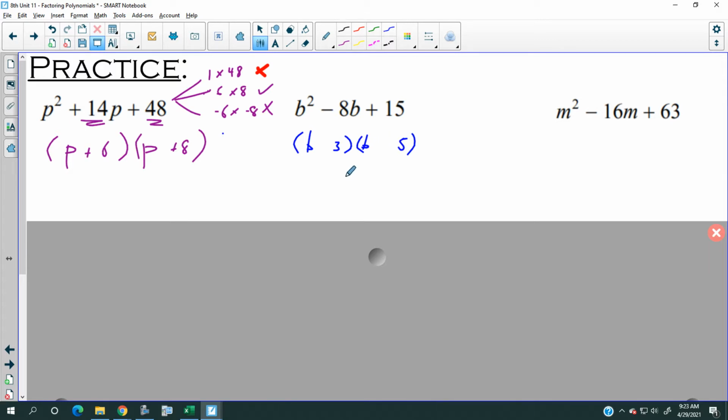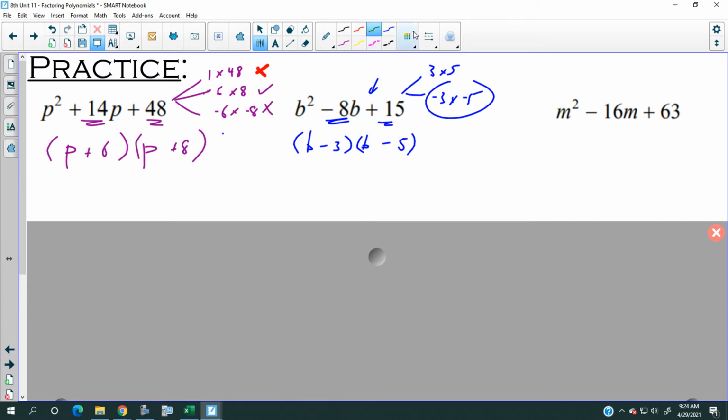So let's think about it. This is positive 15, so there's only 2 ways I can go about it. I can have 3 times 5 straight up, or I can have negative 3 times negative 5, right? Hold on, the lights went off. So which one would add up to negative 8? Yeah, this one, so they're both negative. Okay, b squared, minus 3 minus 5 is minus 8, and negative 3 times negative 5 is positive 15.